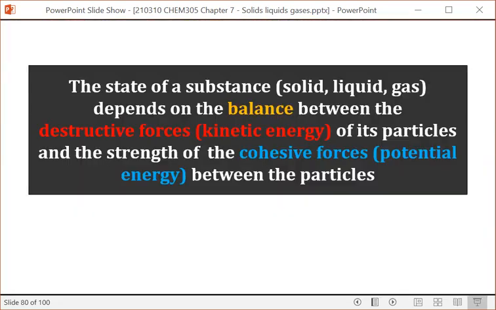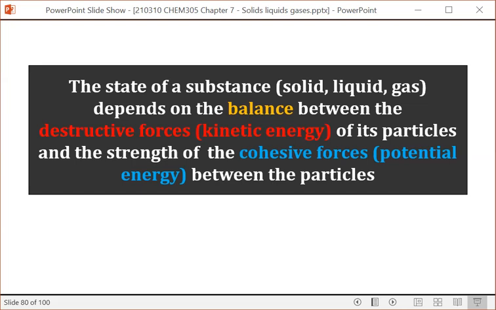So we've been talking a lot about the physical states of substances, if something is a solid, a liquid, or a gas. And the physical state of a substance depends on the balance between the destructive forces, the kinetic energy of the particles of the substance, and the strength of the cohesive forces, the potential energy between the particles. And so there's always this balance going on where if a substance is dominated by cohesive forces, it's going to stick together more and is more likely to be a solid. And if a substance is dominated by disruptive or destructive forces, kinetic energy, it's going to be more likely to be a liquid or a gas.